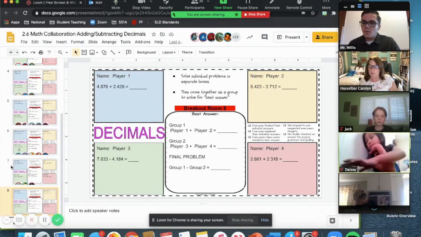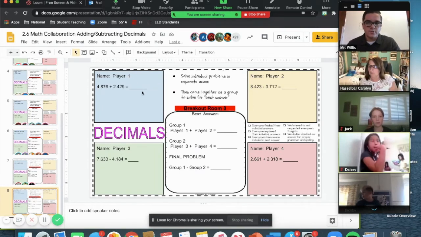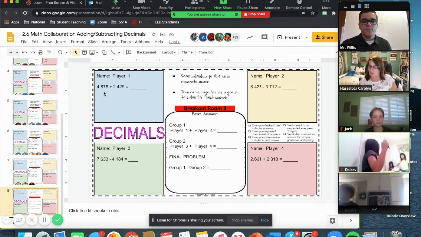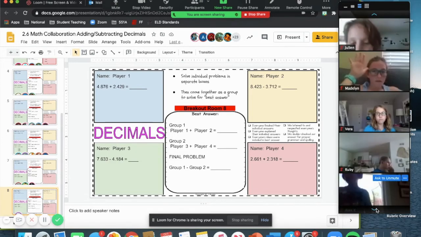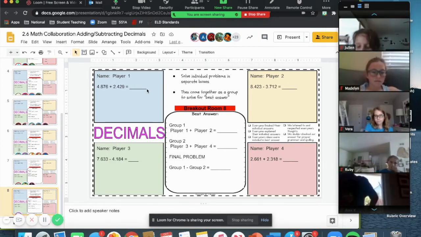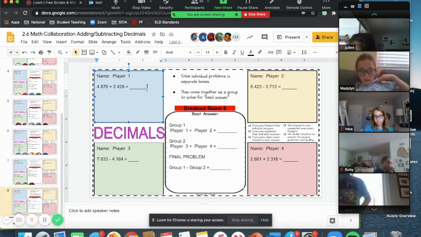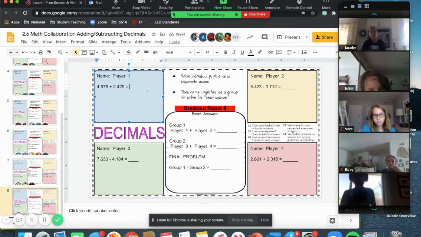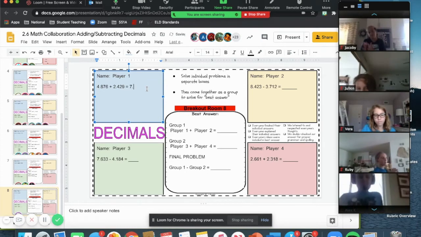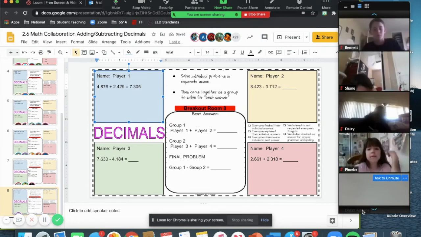So I'm going to take the last slide since no one used it. We have 4.876 plus 2.429. Someone who was blue, tell me what they got for that. Maddie, what'd you get for your individual answer? I got 7.305. 7.305. Do our other blue squares agree with that?